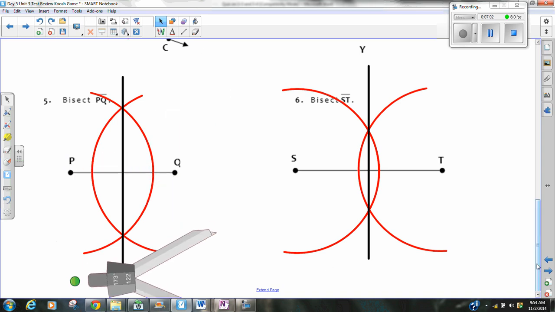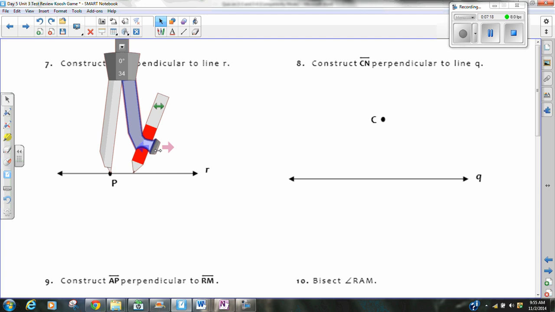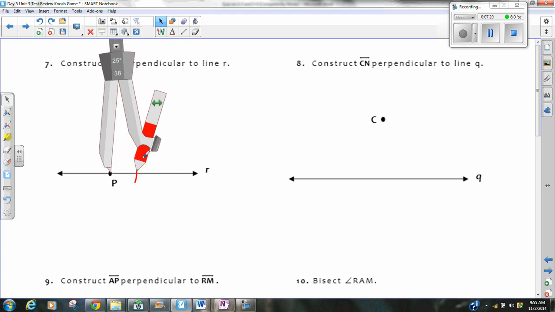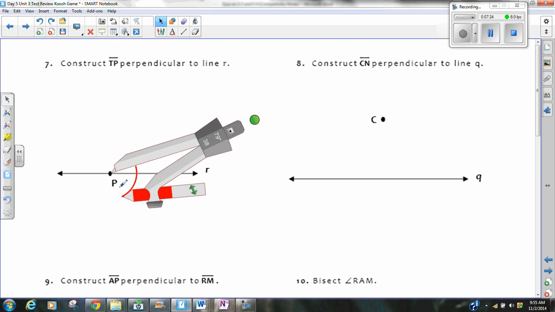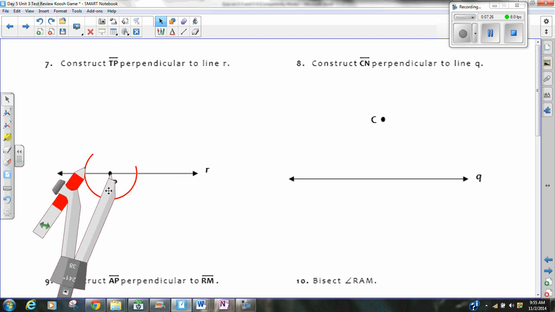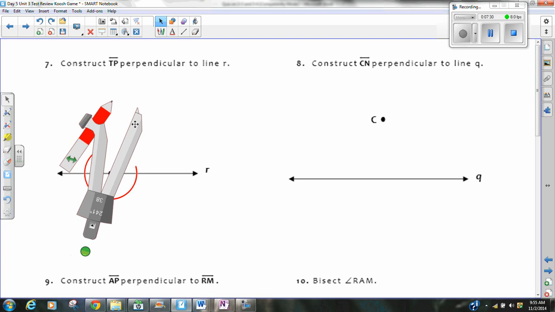Next construction is perpendicular through a point on a line. Remember, you have to do the compass. You stretch it out. It does not matter how big. And make a circle, but I only need the part of the circle. I'll just go all the way down here. I'm looking for where it crosses. I can either go above P or below P.